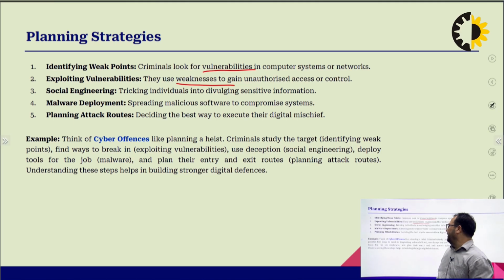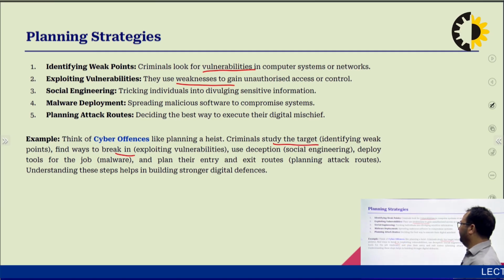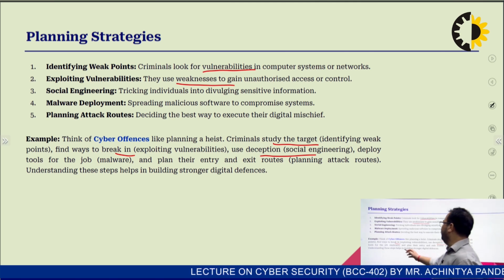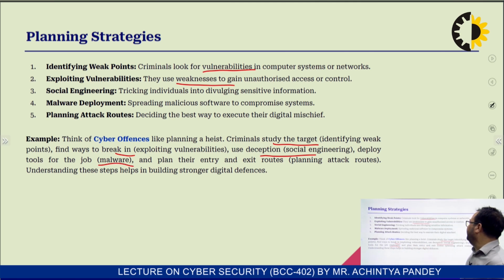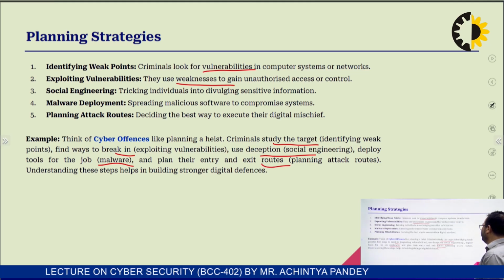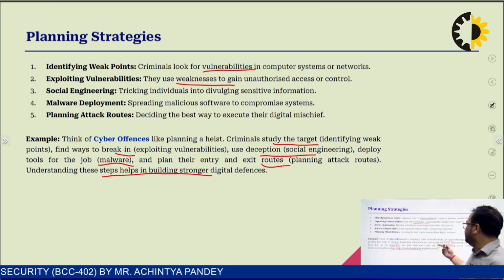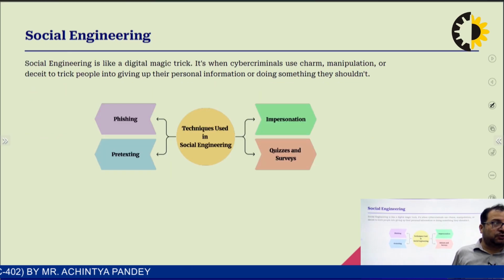An example given is that cyber offenses are like planning a heist. Criminals study the target, identify weak points, find a way to break in, meaning exploiting vulnerabilities, use deception, that is social engineering, deploy tools for the job, malware, and plan their entry and exit routes. So planning attack routes. Understanding these steps helps in building stronger digital defenses too.